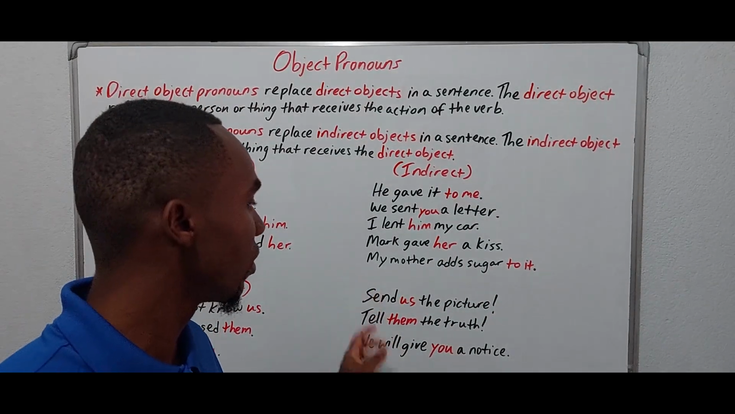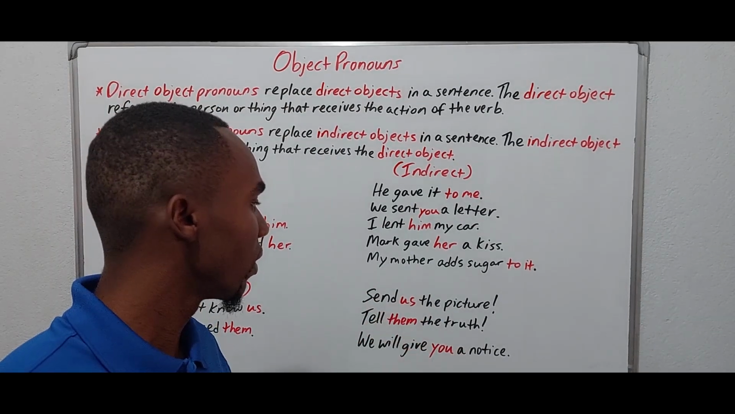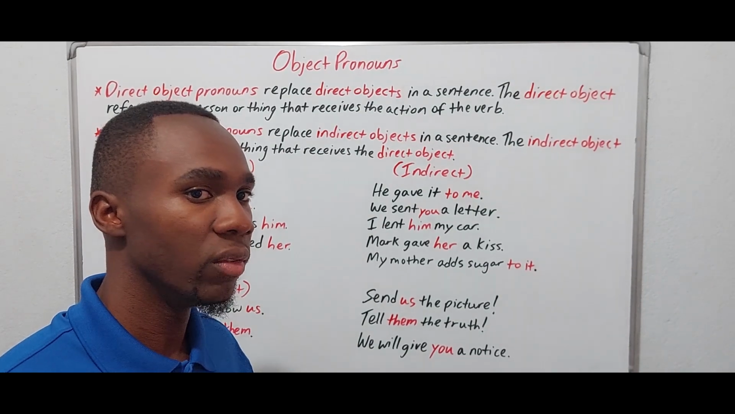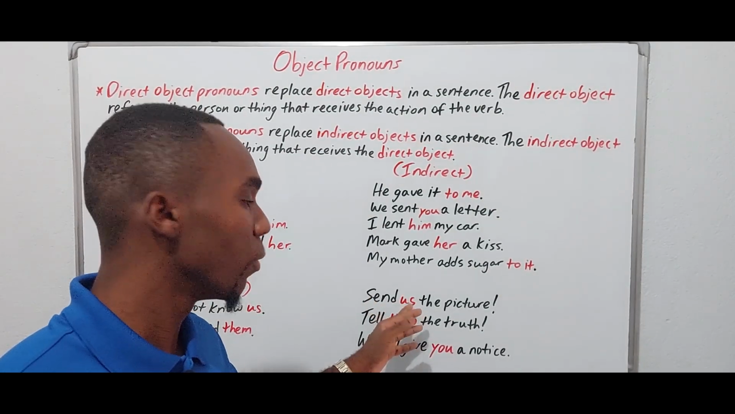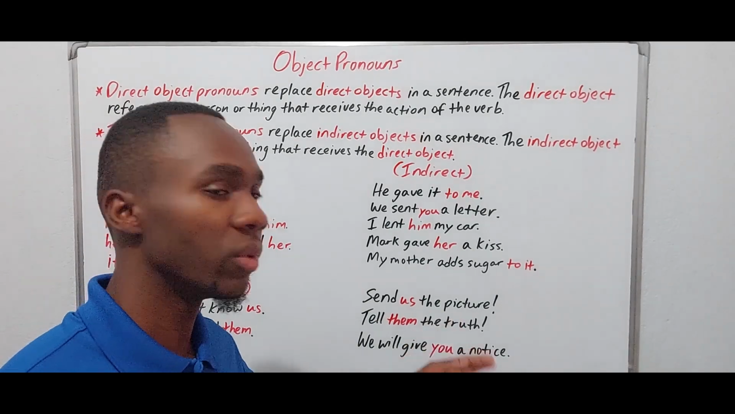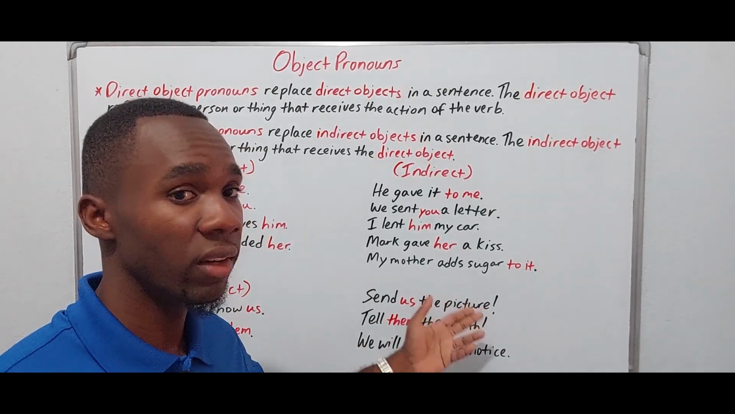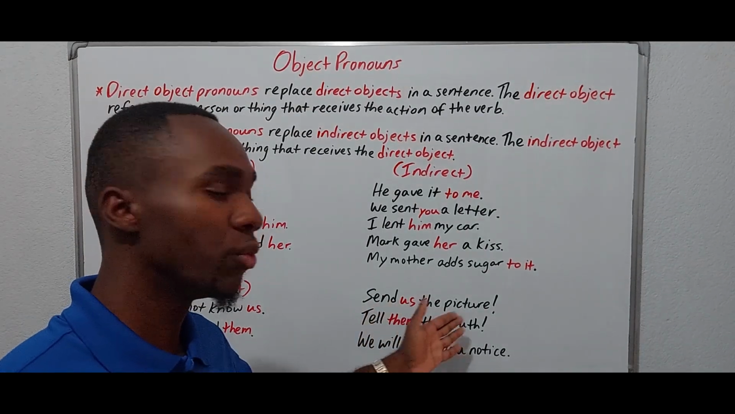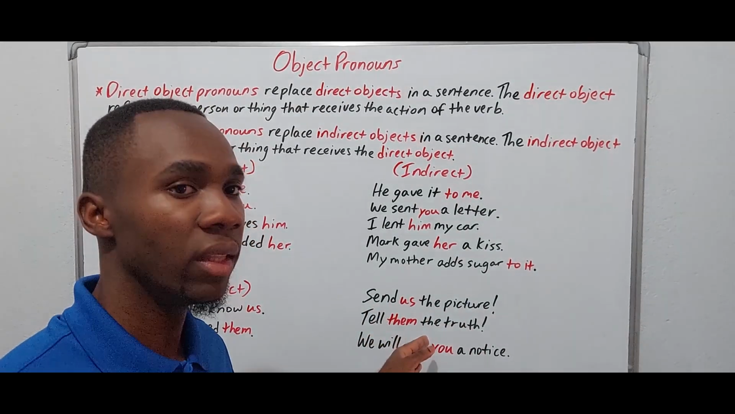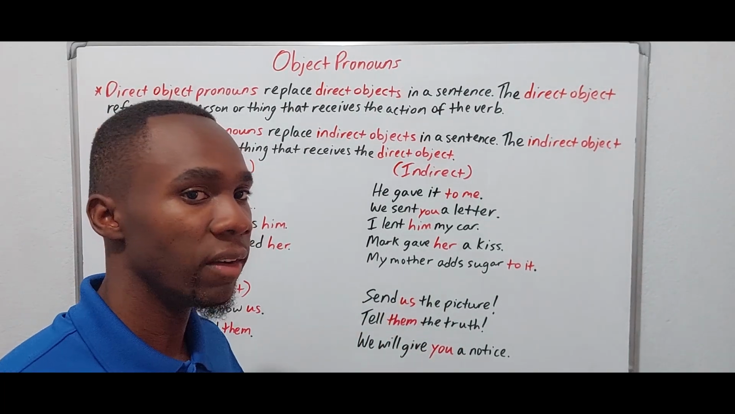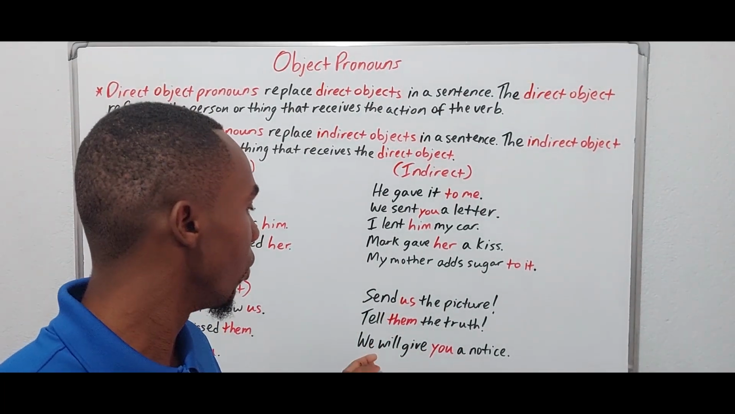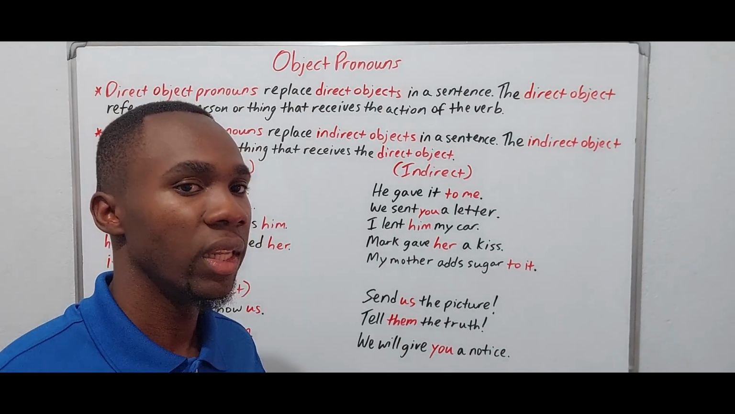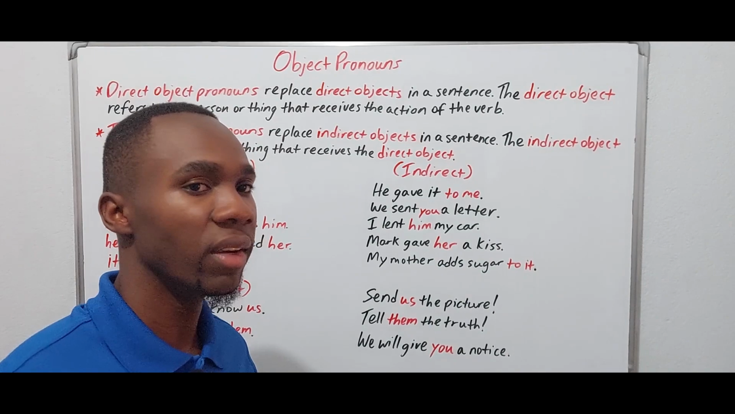And this is the plural. Send us the picture. Us would be the indirect object because we would be the recipients of the picture, which is, excuse me, the direct object. And tell them the truth. The truth would be the direct object. Them would be the indirect object. We will give you a notice. You, indirect object, a notice, direct object.